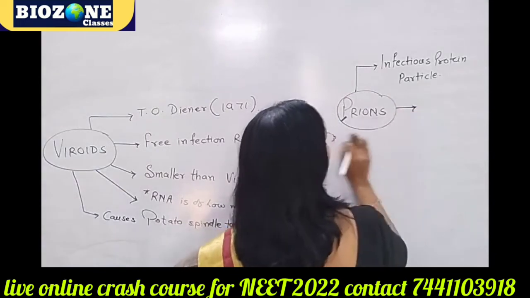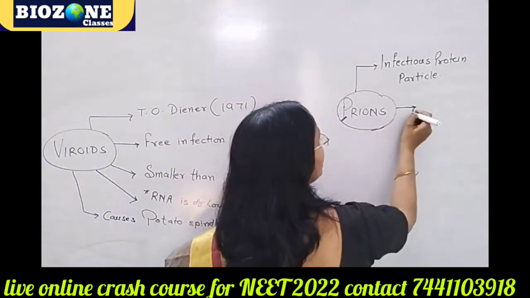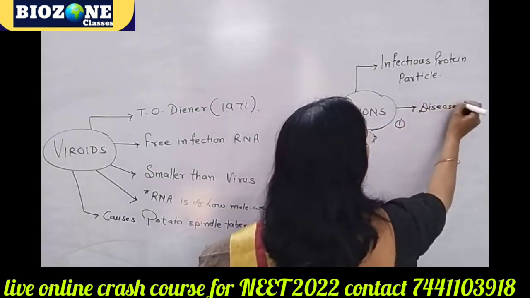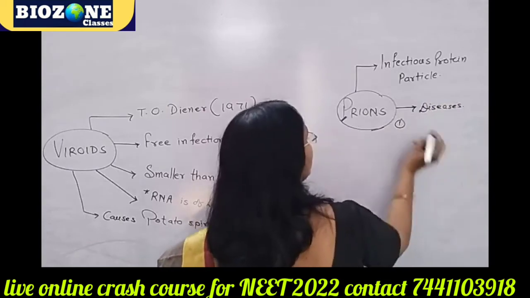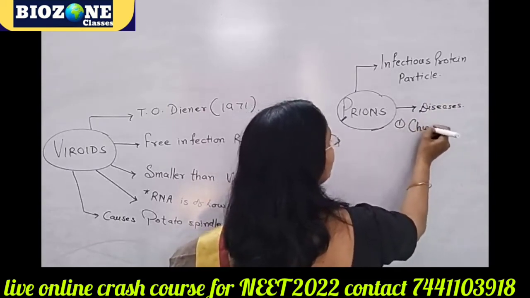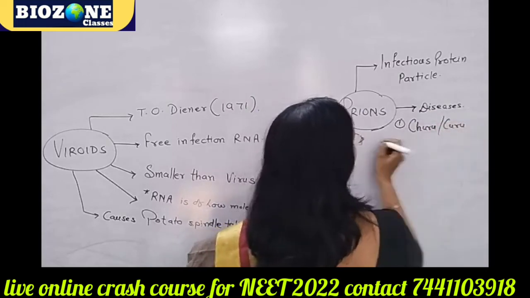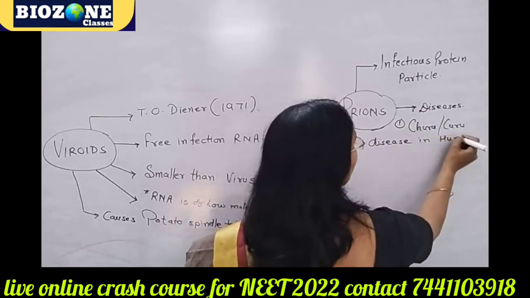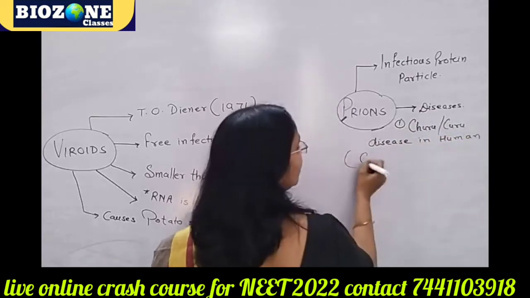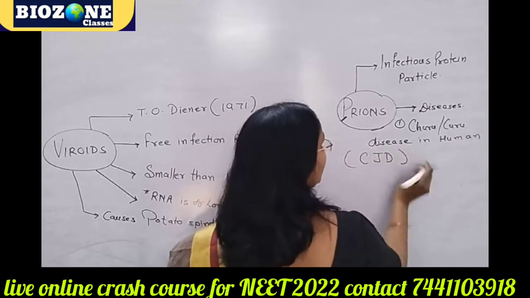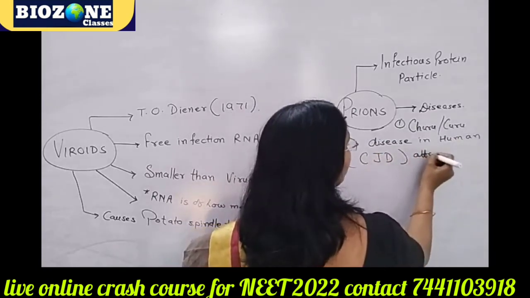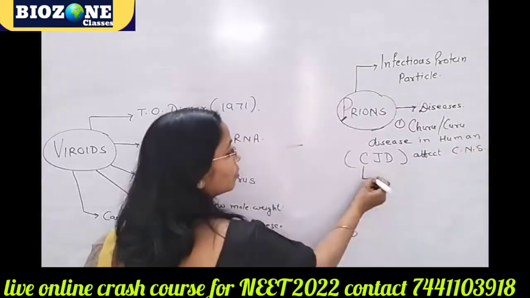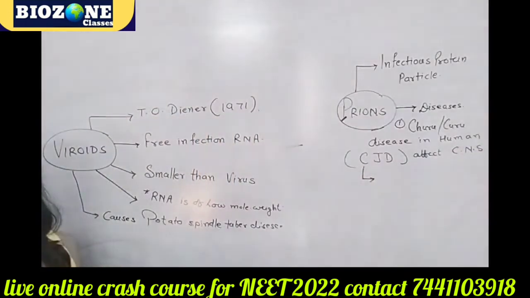Secondly, prions अगर आप स्टडी करते हैं तो prions आपके cause कर रहे हैं disease. So what diseases do they cause? So first, Kuru disease in human. In NCERT, CJD affects the central nervous system. CJD भी आपका सेम डिजीज है, न्यू नेम प्रोवाइड किया गया है CJD के लिए.